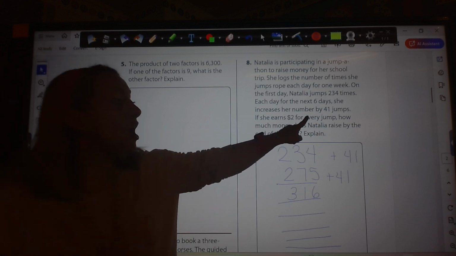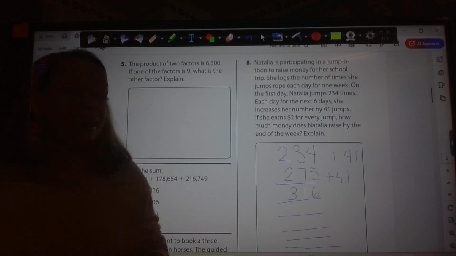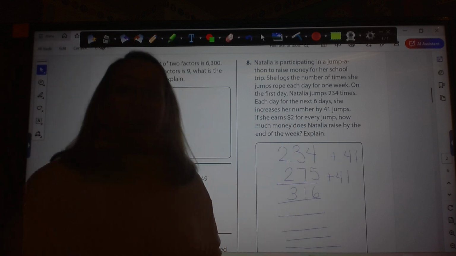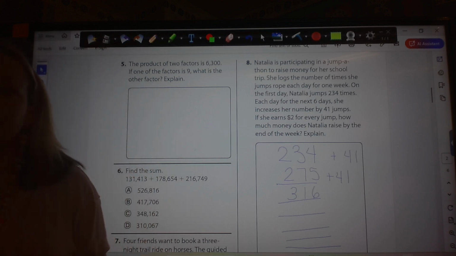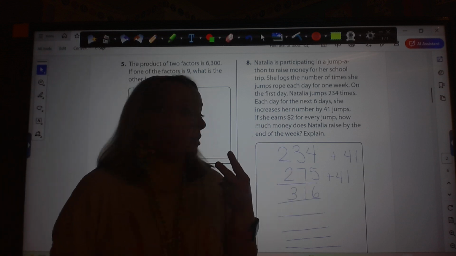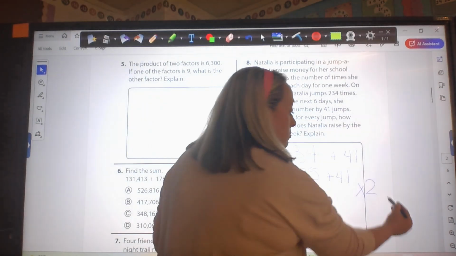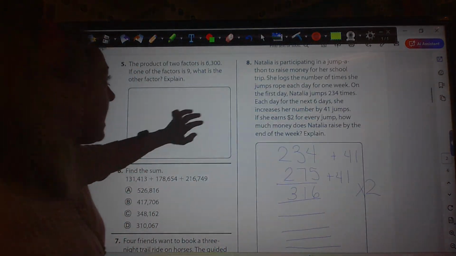If she earns $2 for every jump, how much money does Natalia raise by the end of the week? So once you have all these added up, what are you going to have to do to that big number? Subtract by 2. What? I'm not going to divide it by 2. I'm going to multiply it by 2 because every time she jumps, she gets $2. So the big number that you get here, you're going to times it by 2. All right, I'm going to let you guys work that out though.